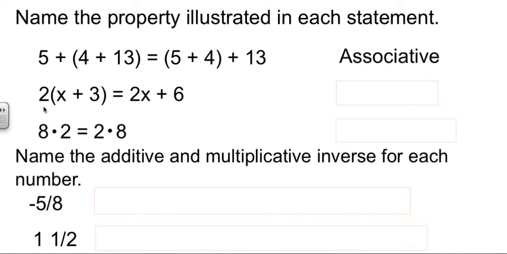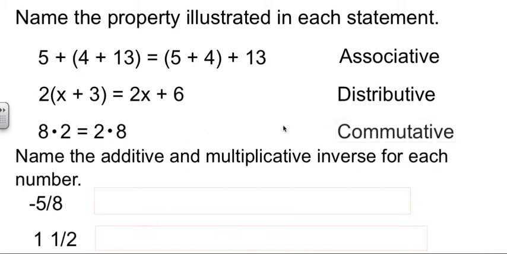Okay. What about this? We've got 2 times (x plus 3) is the same as 2 times x plus 2 times 3, which is 6. What did we do? We distributed the 2. So that's distributive property. One more of these. We have 8 times 2 is the same as 2 times 8. All we did was switch the order. When you switch the order, when you move things around, that's commutative.